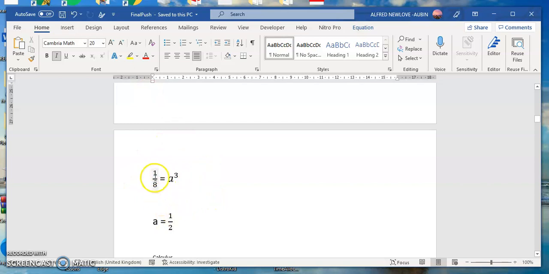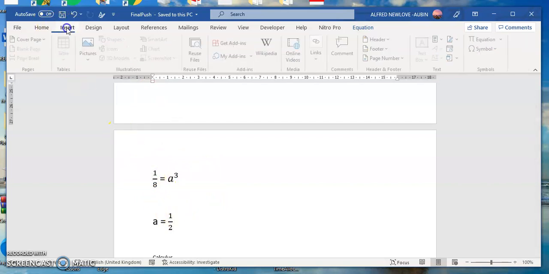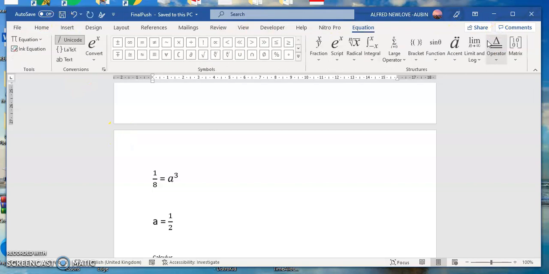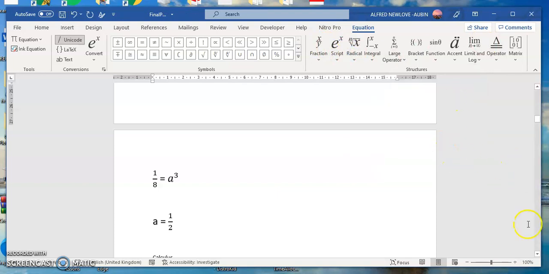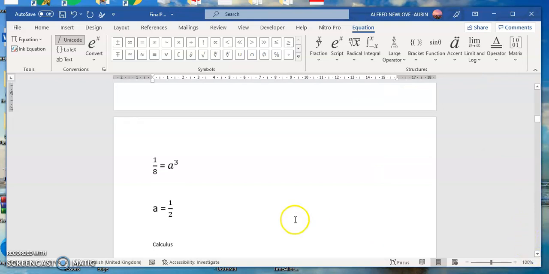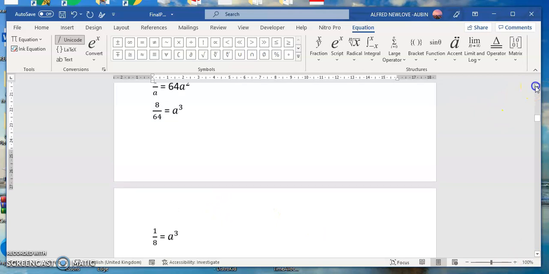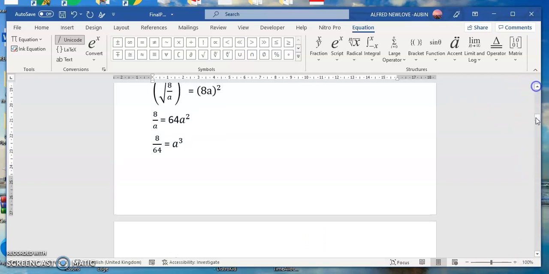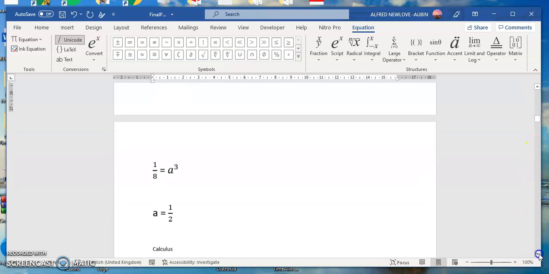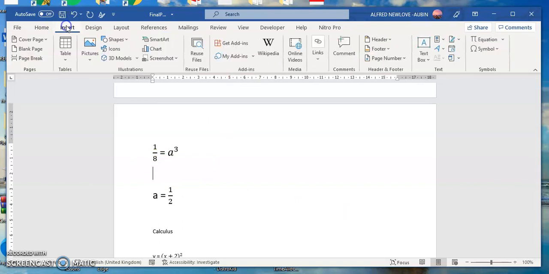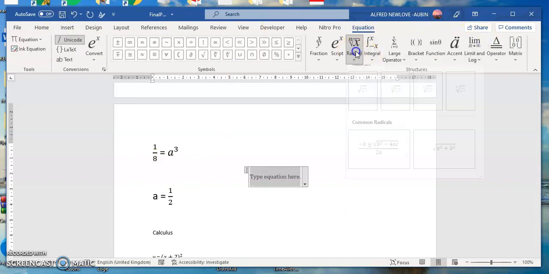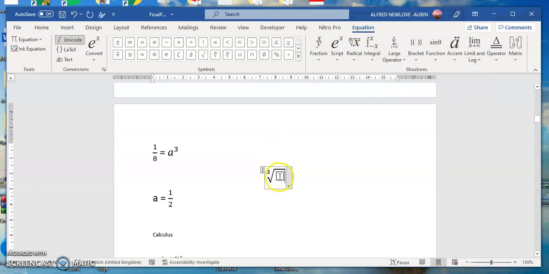Let me show you the cube root. I need a cube root here. Yeah, this is cube root. Okay. Where is my cursor? Okay, so here I want to take a cube root of this one. So here, this is a cube root.